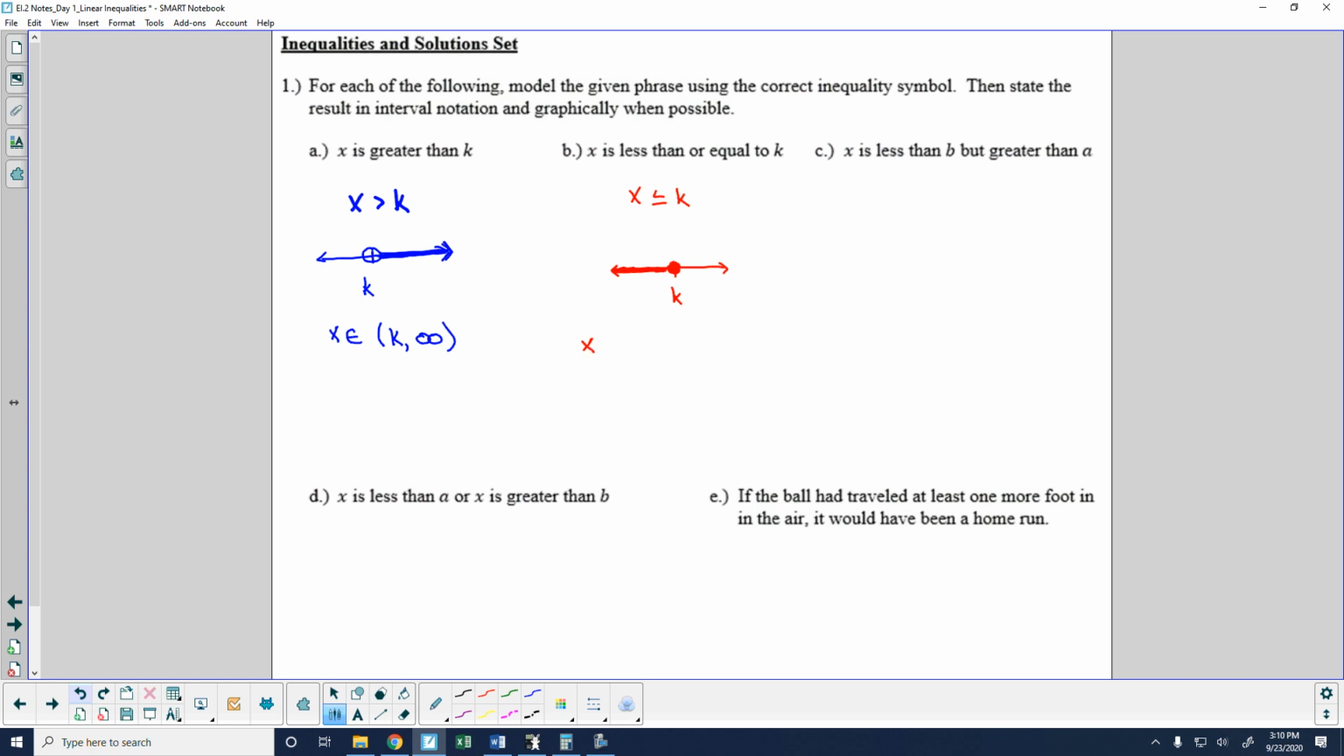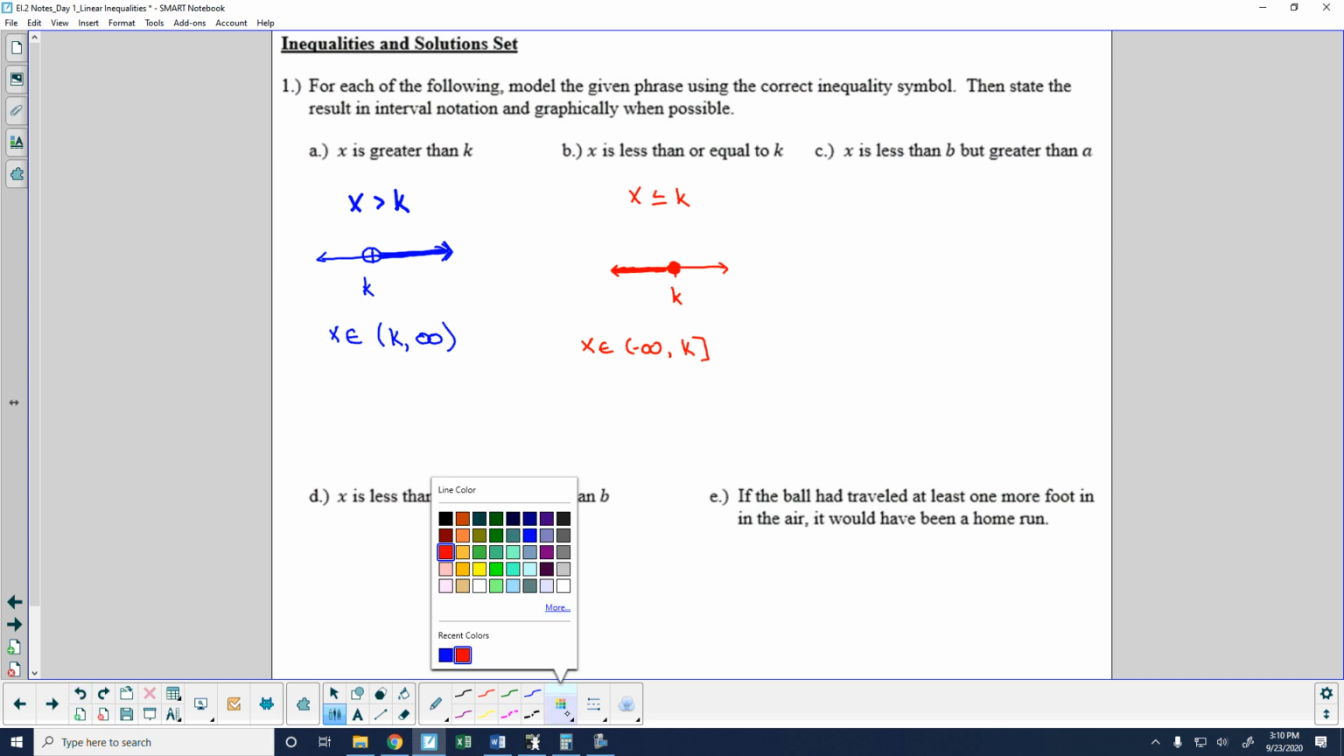Our interval notation here would be the leftmost value. So this goes left forever. So leftmost would be negative infinity. So we'd go from negative infinity all the way to k, this time including k. So there's a bracket around k. That means that we are equal at k. That's part of the interval. Now, negative and positive infinity always have a parenthesis because we can never reach that value.